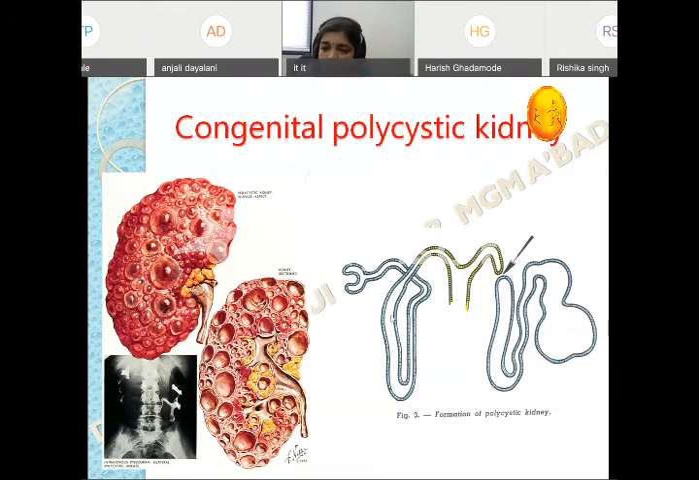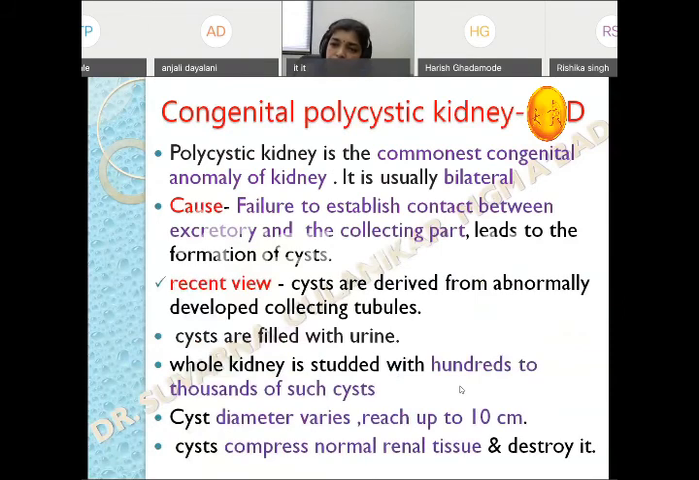Here you can see the normal condition where both the collecting and secretory parts communicate. But here you can see there is a failure of communication between the two parts, so whatever urine is formed gets collected here only and could not pass through the collecting part. So cysts are formed. It is the commonest congenital anomaly of the kidney. It is usually bilateral. Remember, it is bilateral. The cause is failure to establish contact between the excretory and collecting parts, and this leads to formation of cysts.